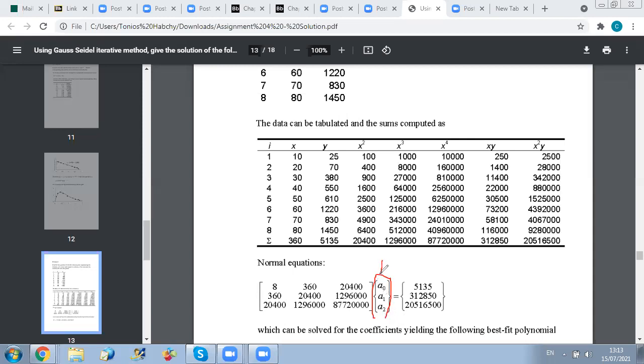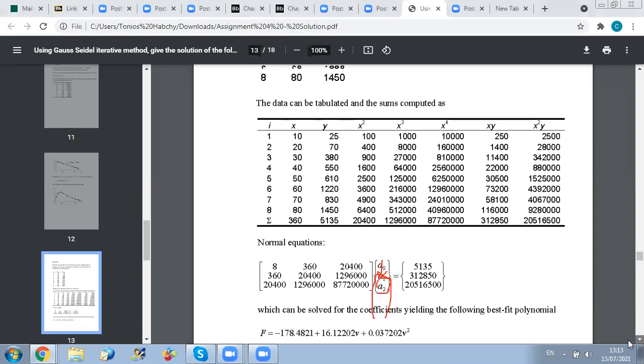Let's say solve for A0. Of course, if you are using, let's say, Gauss-Seidel or Jacobi, you should continue to perform iterations until reaching the satisfying criterion, our number of iterations or our stopping criterion epsilon. So that's it. Read the question well to know what they want you to do.